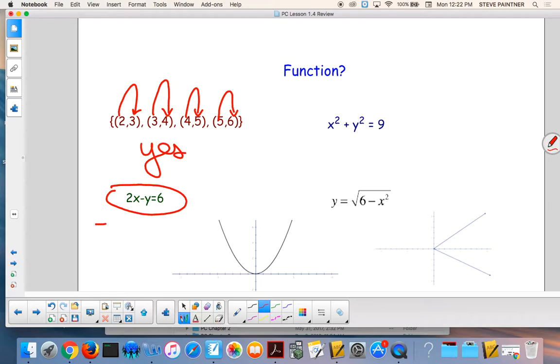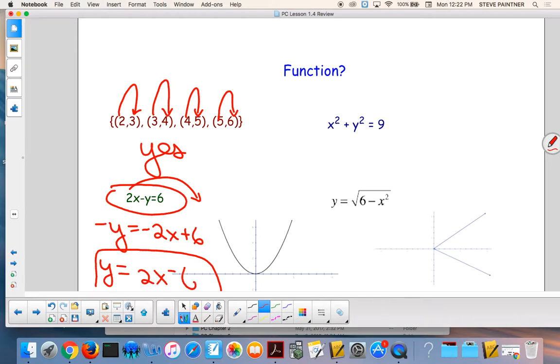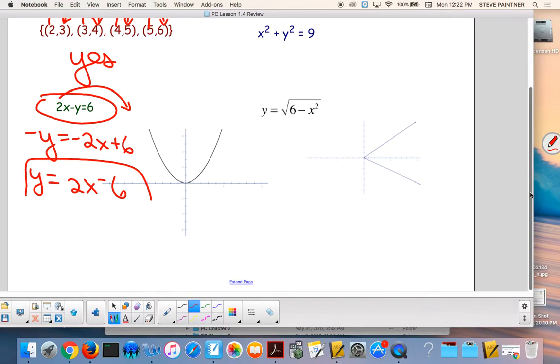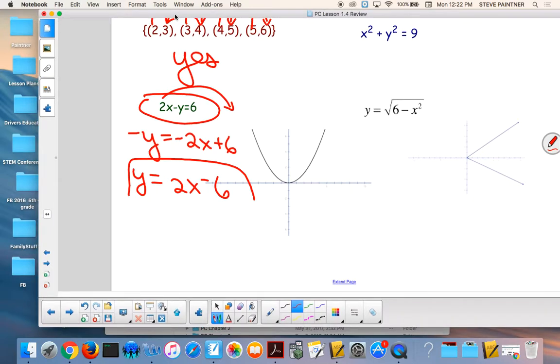I would just quick solve it for y. So 2x comes over, becomes what? -2x plus 6. Divide by -1 and get what? 2x minus 6. Then if you want to know if that's a function, you just try and get a couple points out of it and see what happens. If you let x be 3, how many answers do you get? 2 times 3 minus 6 is 0. You got one answer, didn't you?